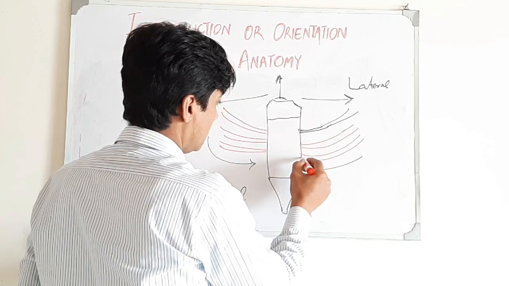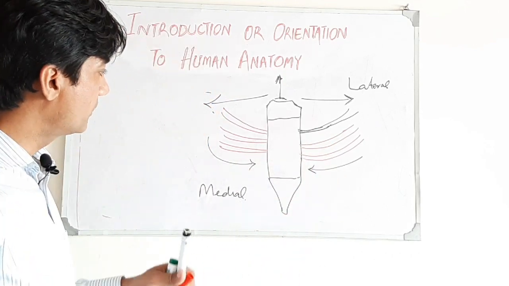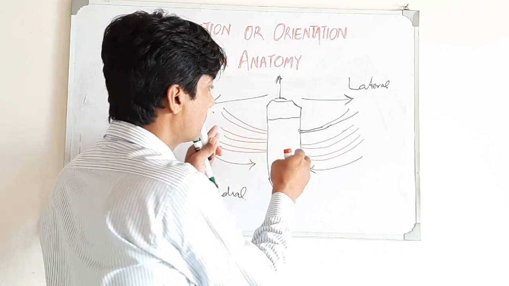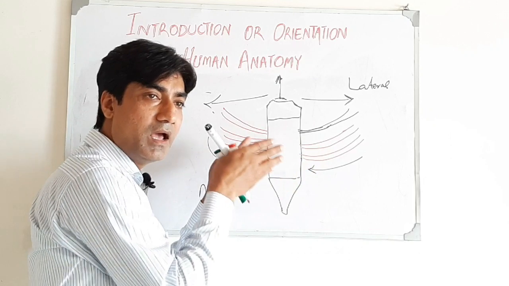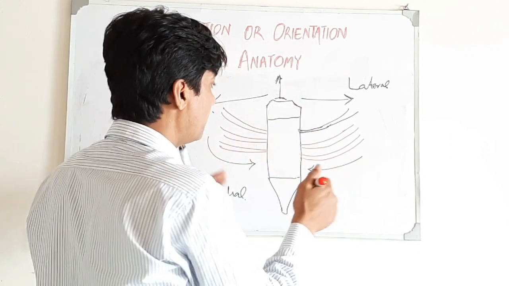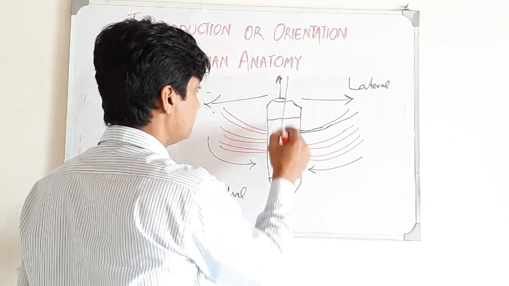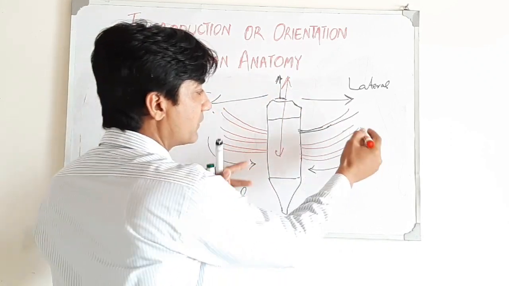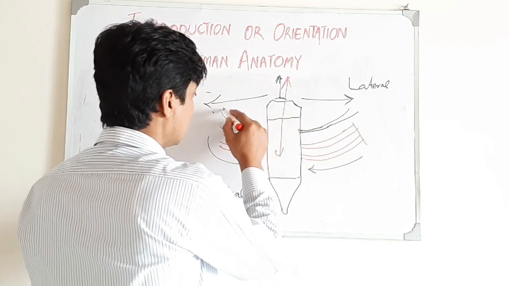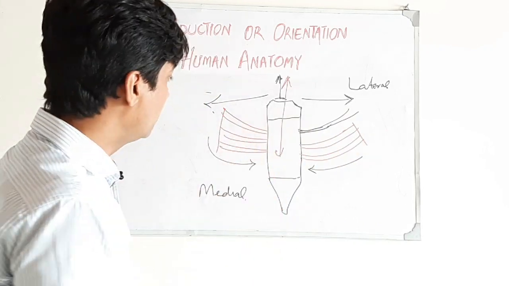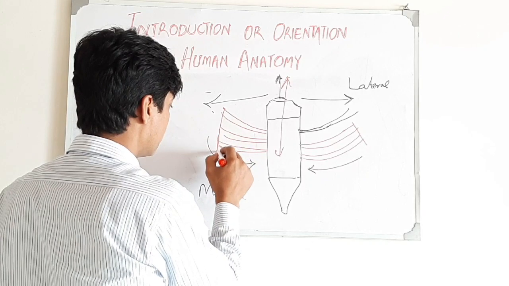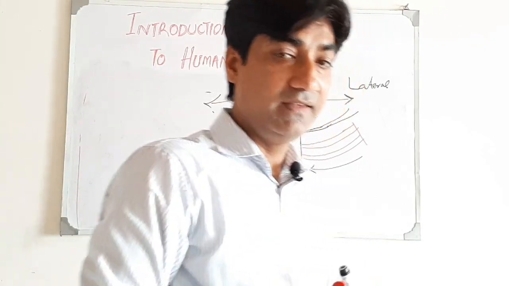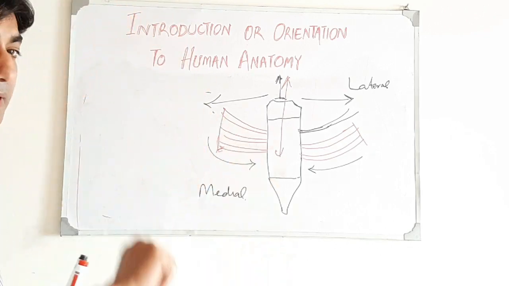How can we describe these two terms? The ribs are lateral to the sternum, away from the midline. This is the midline. And sternum is medial to the ribs. These are the directional terms. Now we can easily understand the anatomical planes.